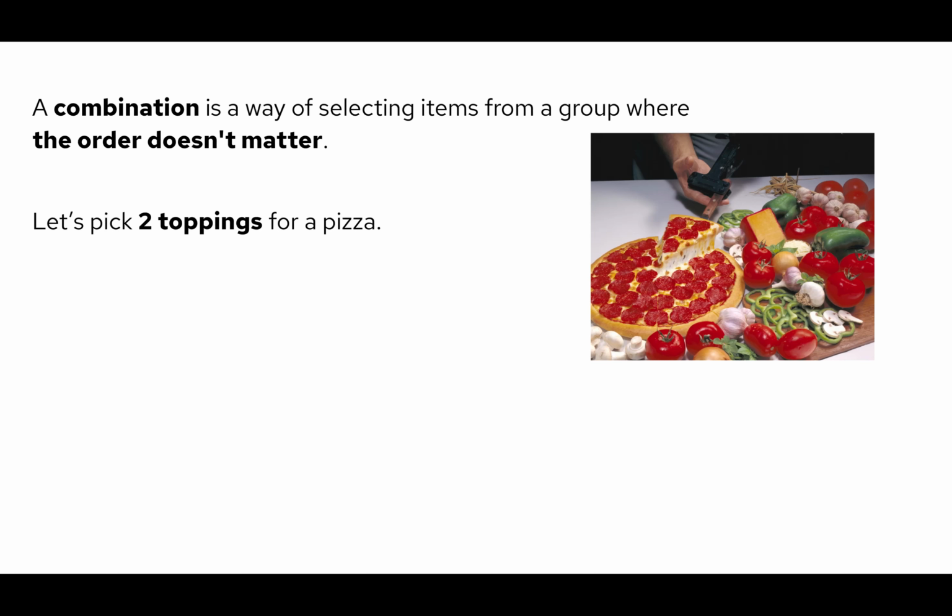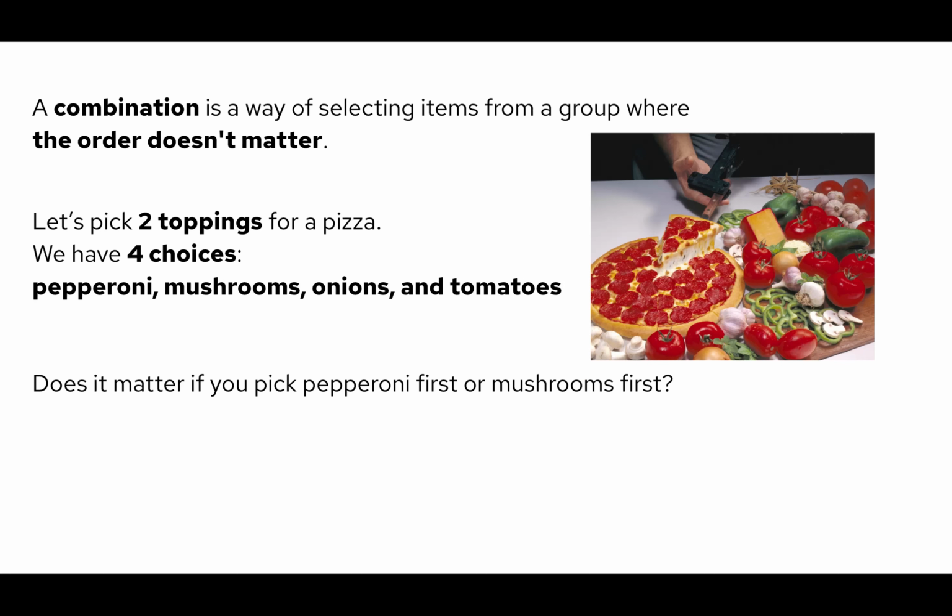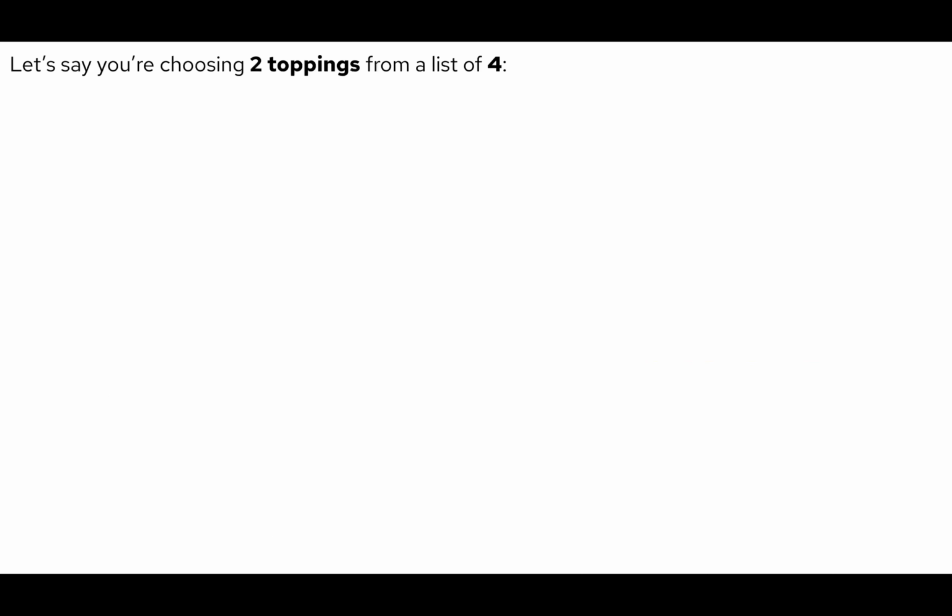So let's start by looking at a pizza. Let's say that we get to pick two toppings for our pizza, and we have four choices. We could have pepperoni, mushrooms, onions, and tomatoes. Does it matter if you pick the pepperoni first or the mushrooms first? No, it doesn't matter. It's still going to be the same pizza either way. That's what we call a combination.